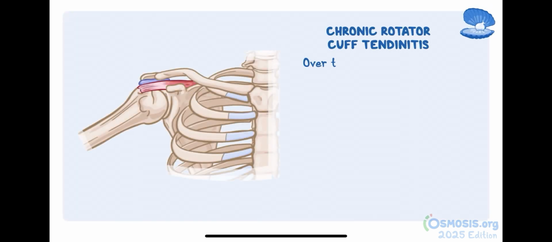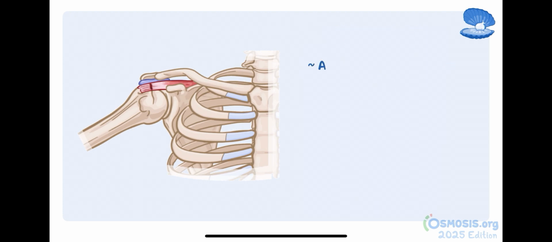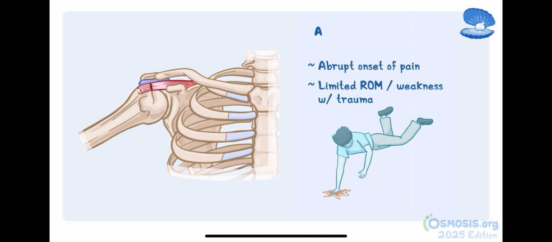Here's a clinical pearl to keep in mind. Chronic rotator cuff tendinitis typically occurs over time with repeated stress on the rotator cuff tendons. If left untreated, this can compromise the integrity of the tendon, leading to partial or complete tear. On the other hand, there might be an abrupt onset of pain with limited range of motion or weakness of the arm associated with trauma, resulting in acute rotator cuff tendinitis or a rotator cuff tear.